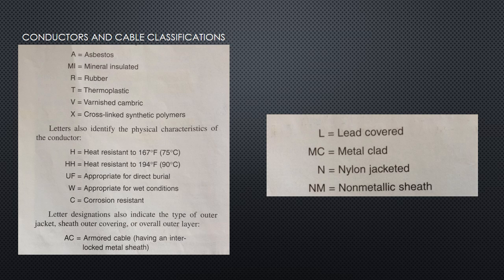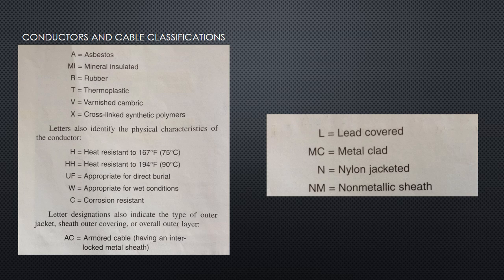Letters also identify the physical characteristics of the conductor, such as H for heat resistance at 167 degrees Fahrenheit, HH for heat resistant at 194 degrees Fahrenheit, UF appropriate for direct burial, W appropriate for wet conditions, and C for corrosion resistance. Letter designations also indicate the type of outer jacket, sheath, or outer covering, such as AC, armored cable having an interlocked metal sheath, L for lead covered, MC for metal clad, N for nylon jacket, and NM for non-metallic sheath.